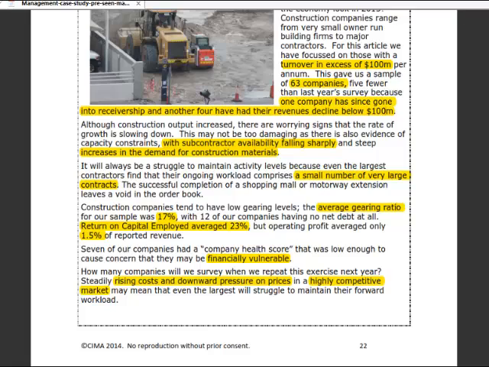Construction output has increased, so if output is increased and yet business is finding it difficult, that means perhaps that margins are being squeezed. It certainly happened here in Australia many times. This may not be too damaging. There's also evidence of capacity constraints. Subcontractor availability falling sharply, and steep increases in the demand for construction materials.